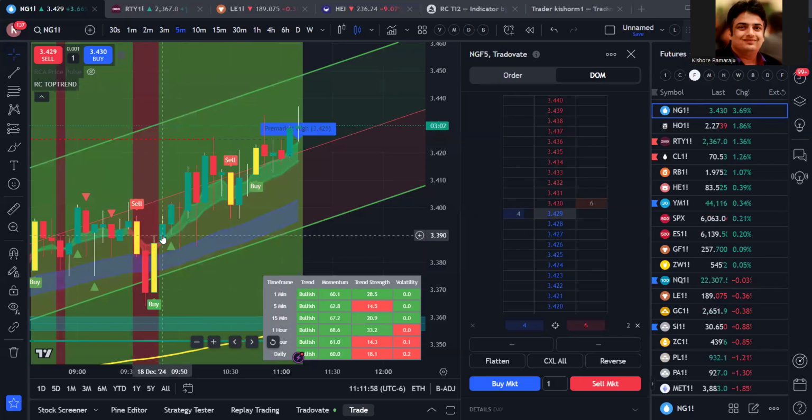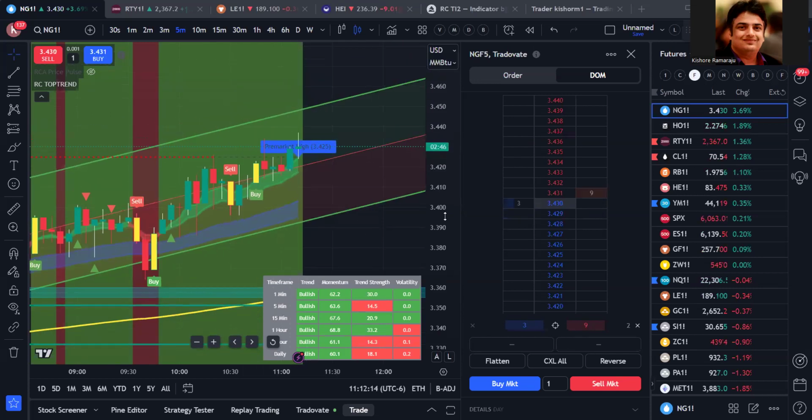Your background changed to green. Your trend is good, your momentum is good. So if you get any sell signal also, you can avoid it, you can ignore it, because this is a complete green background. That means it is just a small pullback. You can hold until it goes all the way to the top of the channel.